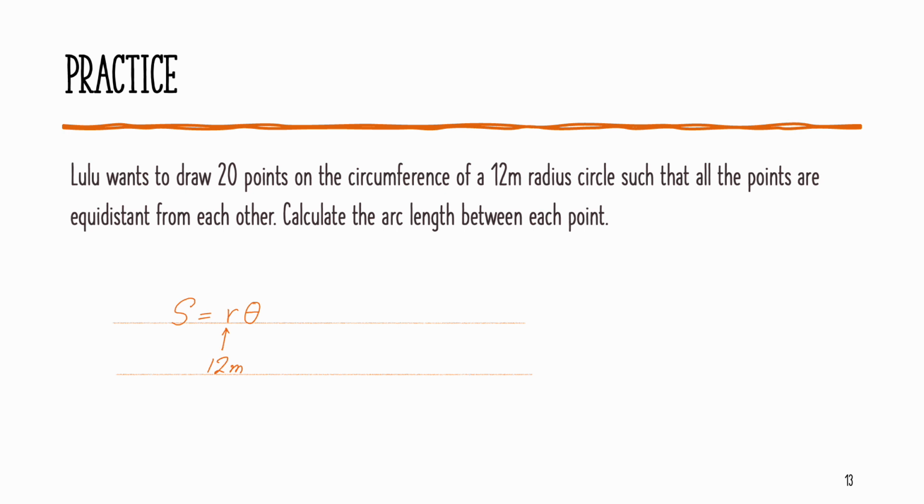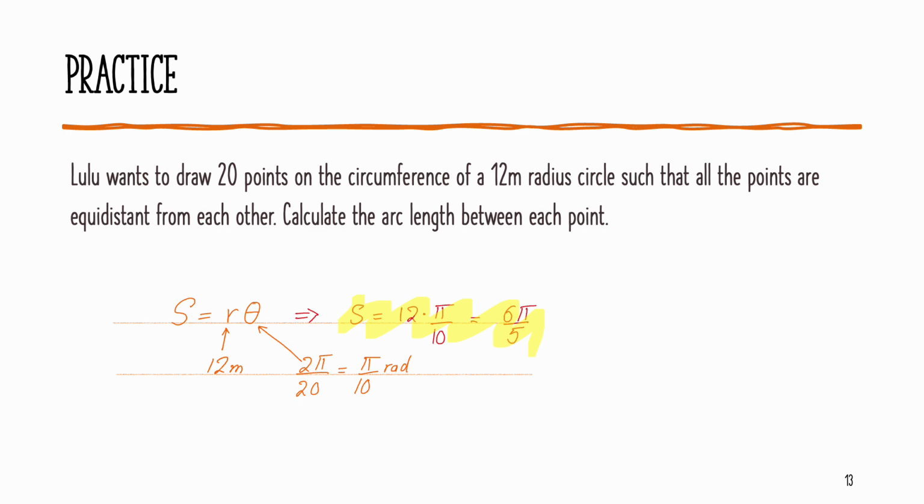These 20 points are going to create 20 segments. So it will cut the circle into 20 pieces, right? 20 exactly same pieces. And we know that the total circle's angle is 2 pi radians. So from there I can get the angle for each segment, and that gives us pi by 10 radians. Okay, so now if I plug these values into this equation, I will end up getting my arc length equals 6 pi by 5 meters, right?